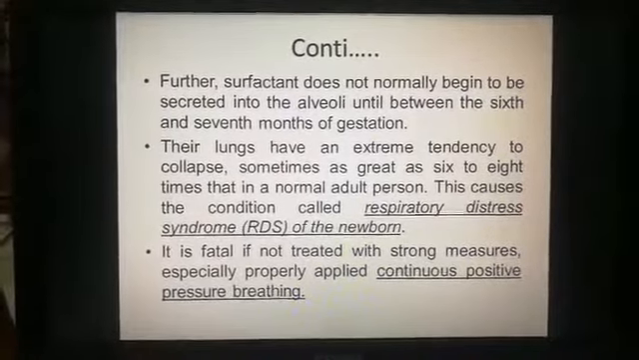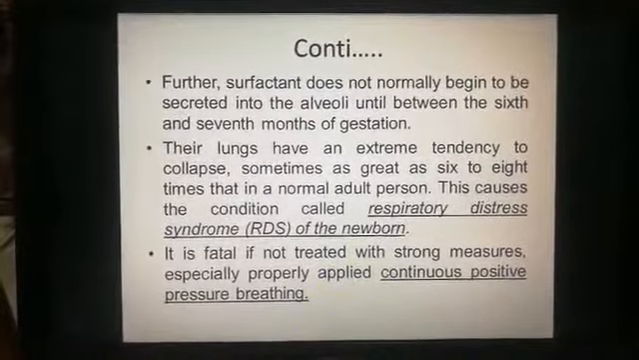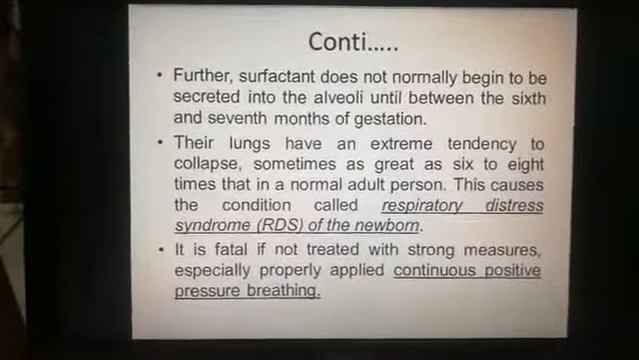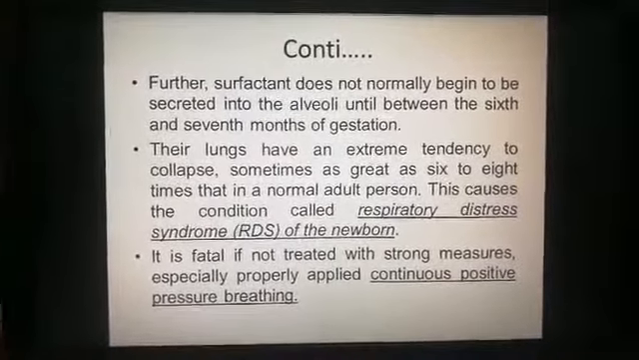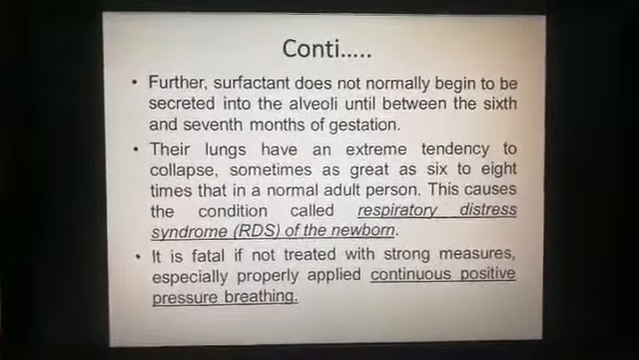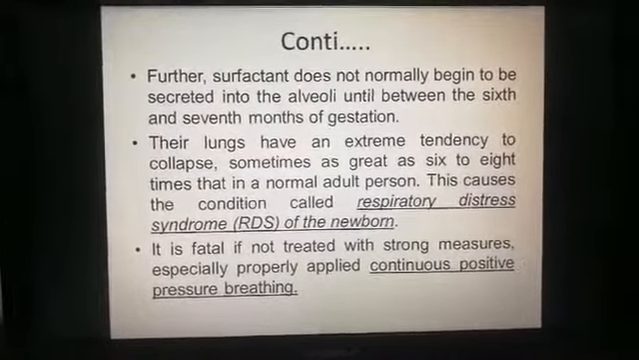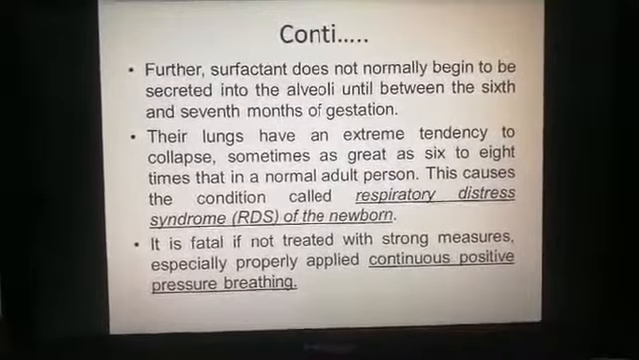And it is fatal if not treated with strong measures, especially properly applied continuous positive pressure breathing. Because you can see here that more suction pressure is developed, and the suction pressure is negative, so we should provide continuous positive pressure breathing to neutralize the negative suction pressure.